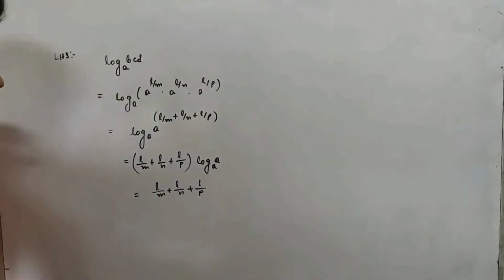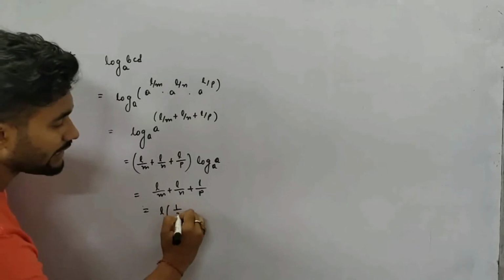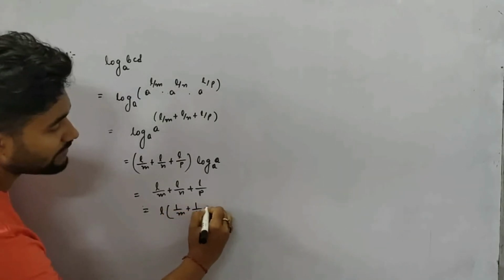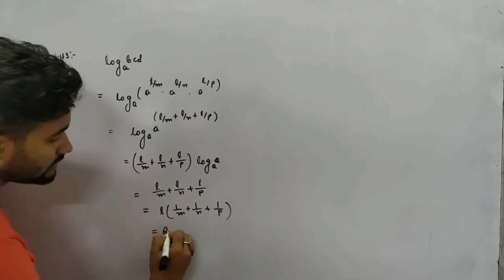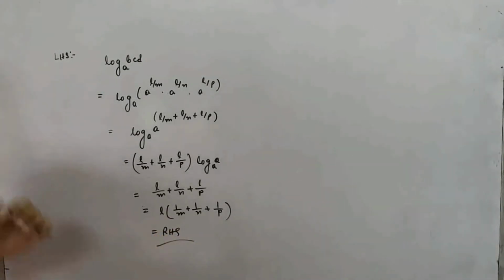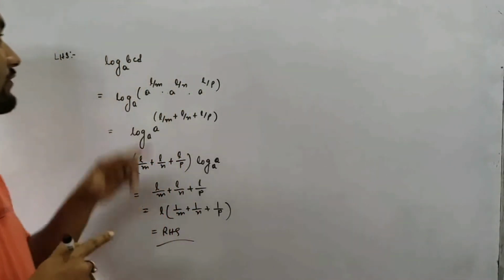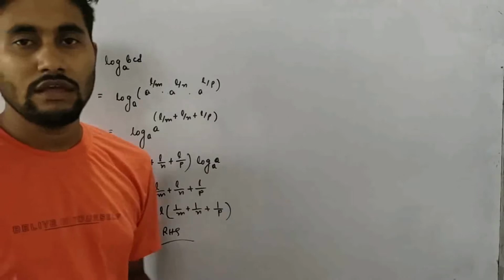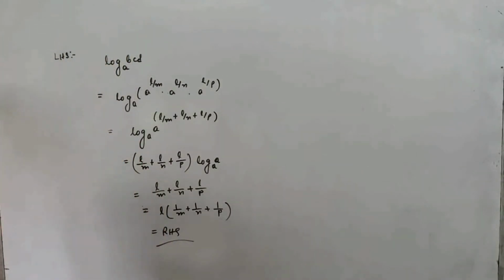Okay, they have taken out l. So you take l common over here. Then what you will get? 1 by m, 1 by n, 1 by p. This is your right hand side and hence your proof. Understood? Since the base is a, find the value of bcd in terms of a. If the base would have been d, then abc value in terms of d. Like that, okay? So simple question.